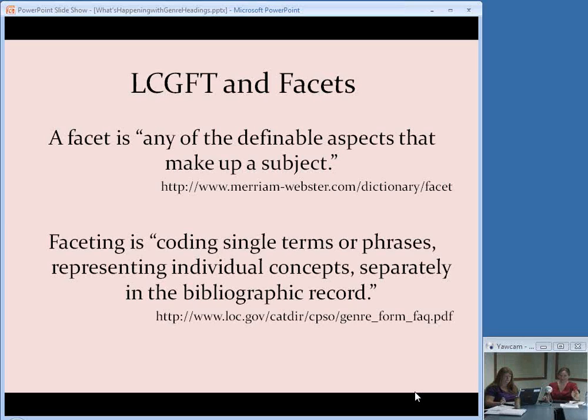But when pressed, the Library of Congress does define faceting as coding single terms or phrases representing individual concepts separately in the bibliographic record. So basically the individual concepts is the important thing to remember about facets, in my opinion. It's not mashing a geographic term together with a topical term and creating this big long string like we see with some of the subject headings. It's individually parceling out individual aspects of a particular item that's being cataloged.